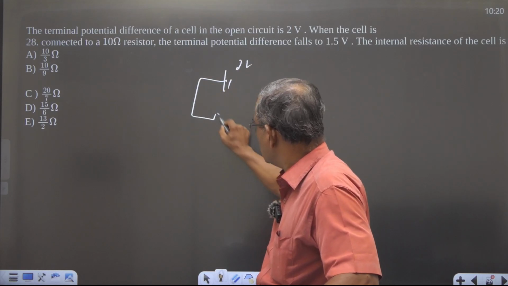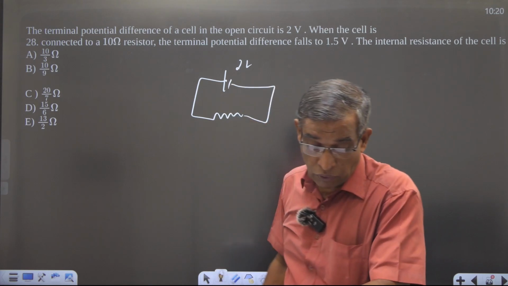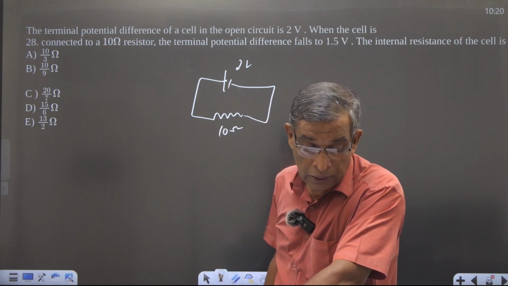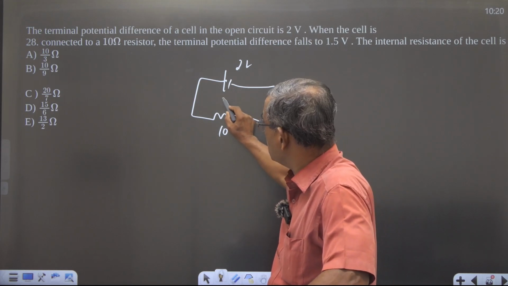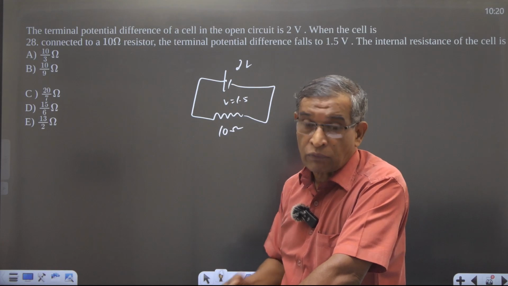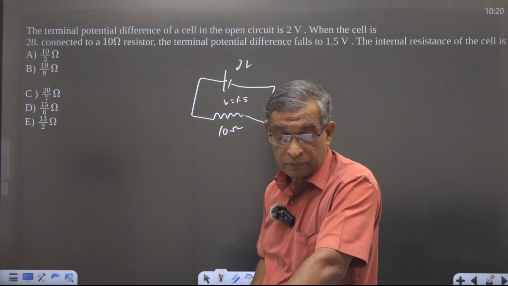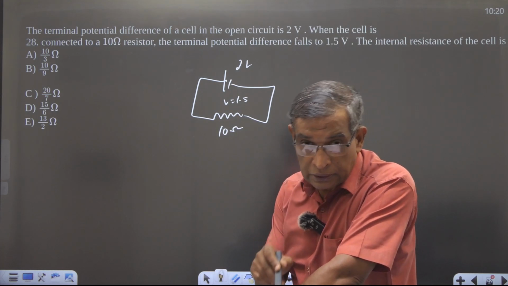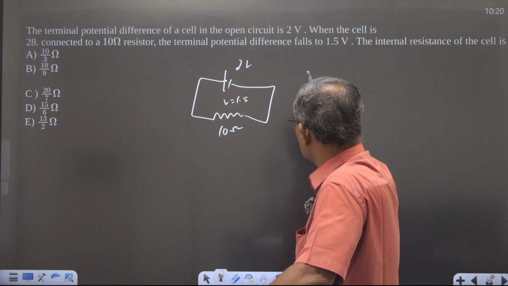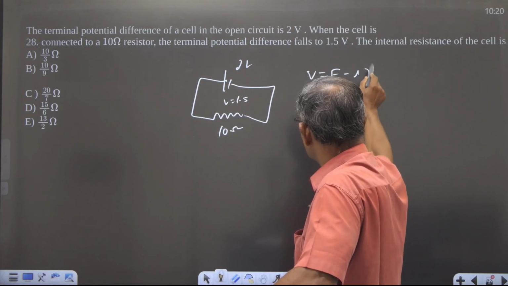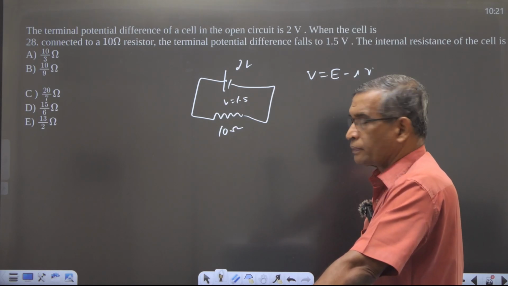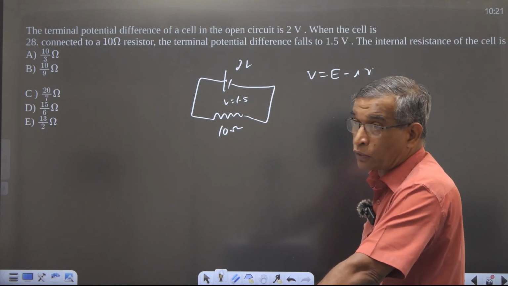But when it is connected to a load, and what is the load there? Cell is on 10 ohm resistor. The terminal PD falls to, now V is equal to 1.5. While discharging this, then what is the relation between V and E and the current? You know, during a discharging of a cell, V is equal to E minus I r. Here, V is given 1.5, E is given 2 volt. And inner resistance r, for which we must know what is I.